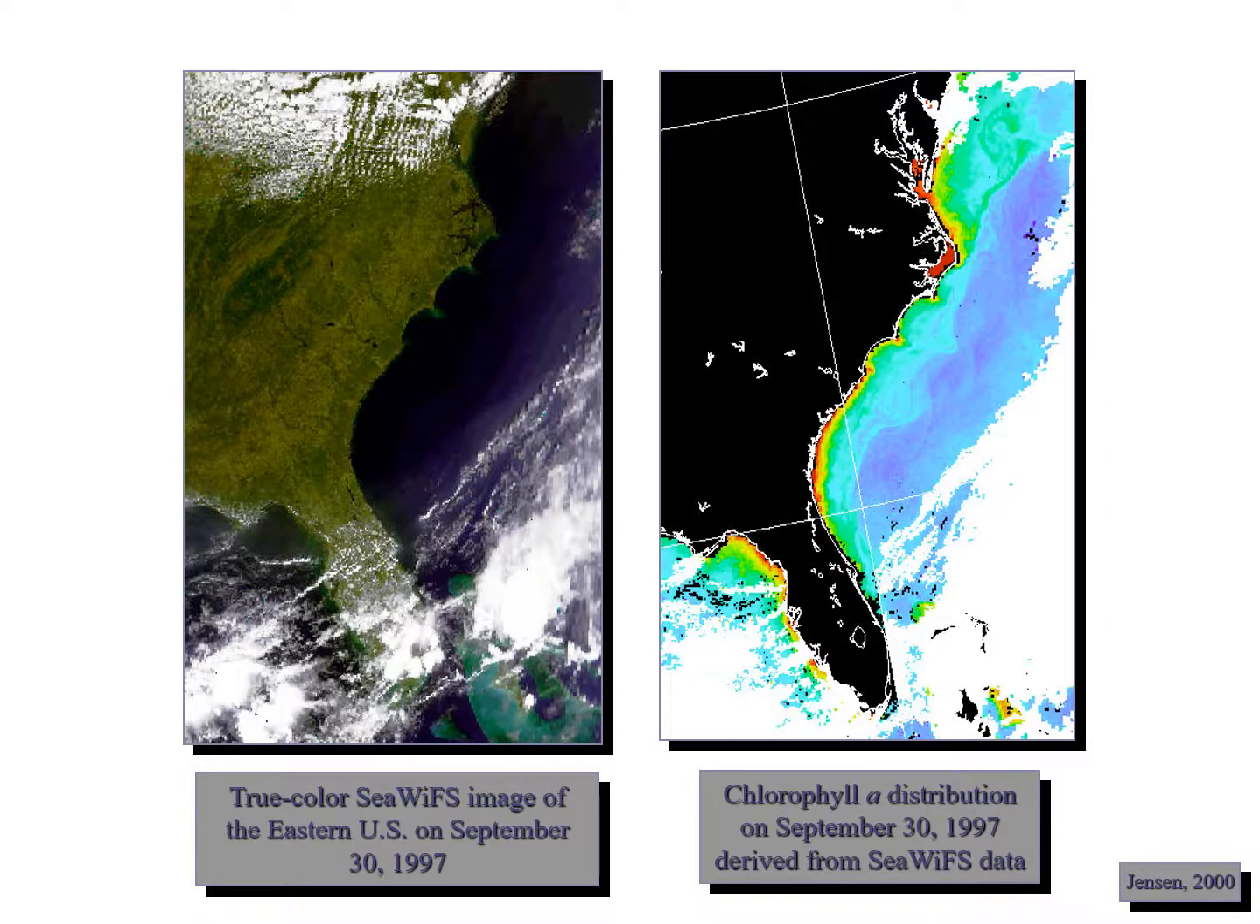So let's look at a true color SeaWiFS image from the eastern U.S. on September 30th, 1997. And then we look at the chlorophyll A distribution at the same date. And you see higher concentrations of chlorophyll in the estuaries and immediately along the coast. Why? Because that's where the water is shallower, that's where there's more nutrients being applied, that's where things are growing.